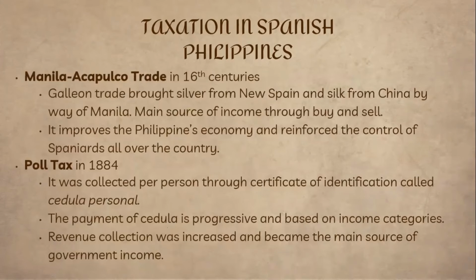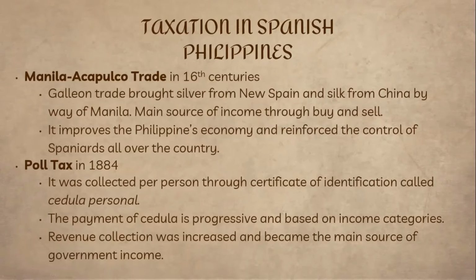Towards the end of the 16th century, the Manila-Acapulco trade was established through the galleons. The Manila-Acapulco galleon trade was the main source of income for the colony during its early years. Service was inaugurated in 1565 and continued into the early 19th century. The galleon trade brought silver from New Spain and silk from China by way of Manila. This way, Manila, Philippines earned its income through buying and selling.